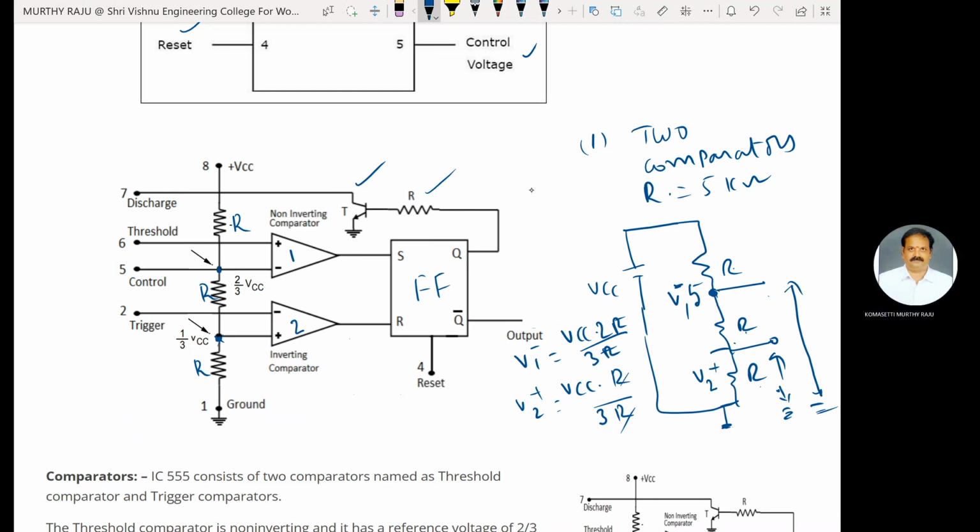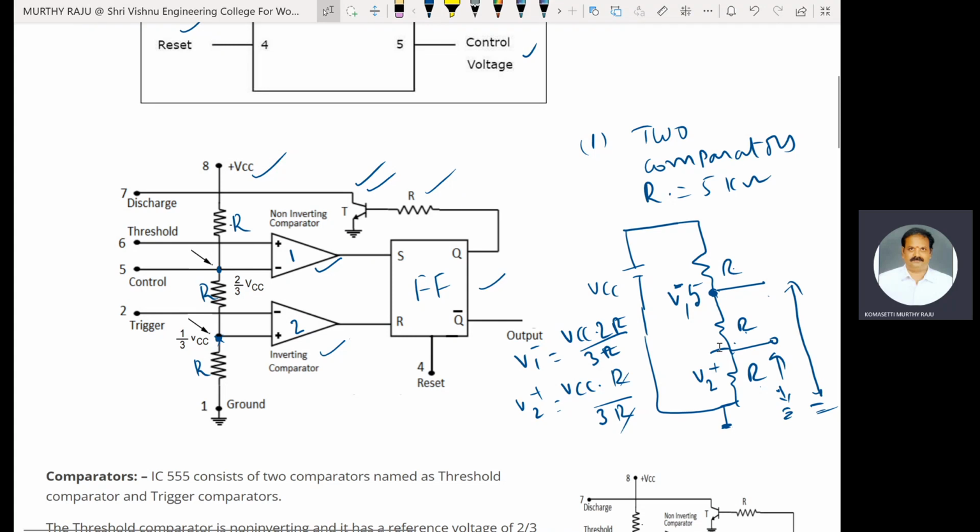These are the basic components of the 555 timer internal structure. Two comparators, a non-inverting comparator and an inverting comparator, and a voltage divider circuit with 3 equal resistances connected to VCC, and one flip-flop and a discharge transistor. These are the important internal components of the 555 timer IC.